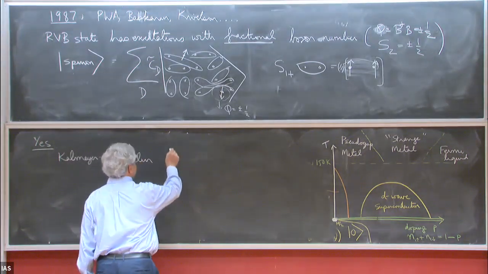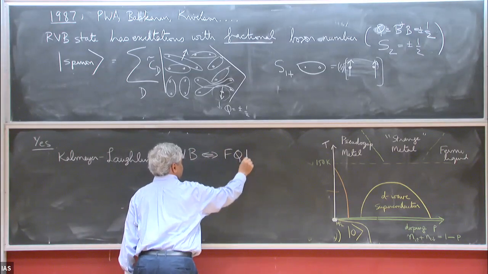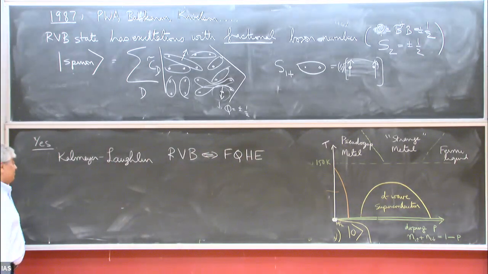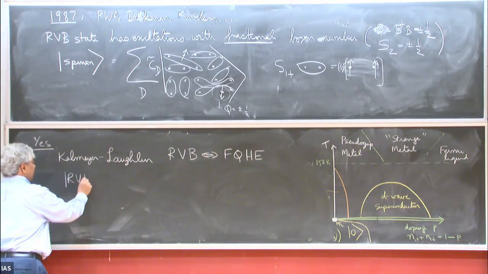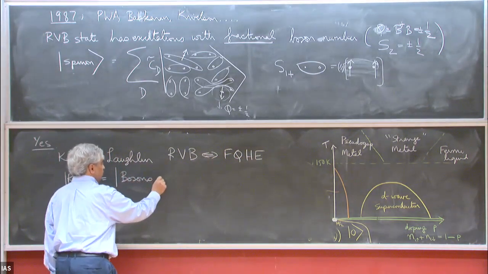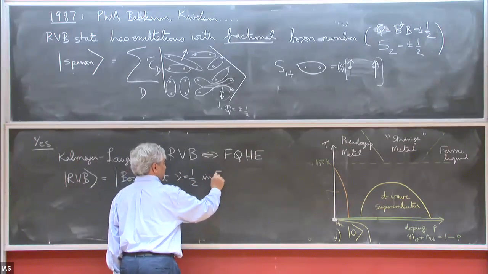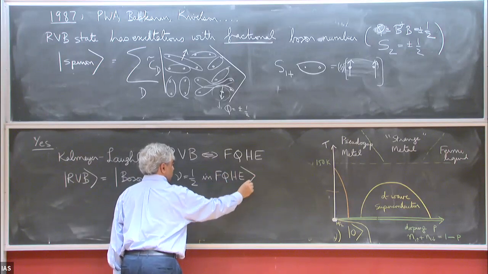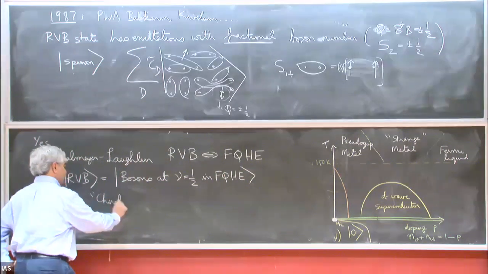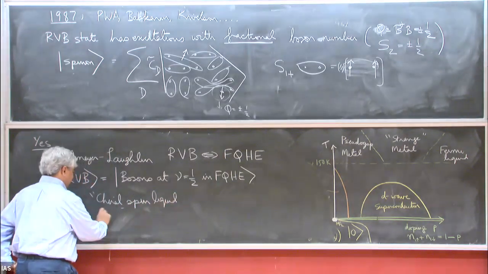So Laughlin and Kalmeyer said RVB is equivalent to fractional quantum Hall. So they proposed a wave function for RVB. So their RVB was bosons at filling fraction nu equals 1/2 in a fractional quantum Hall state. So today this is called the chiral spin liquid. Or maybe you can call it a fractional Chern insulator.